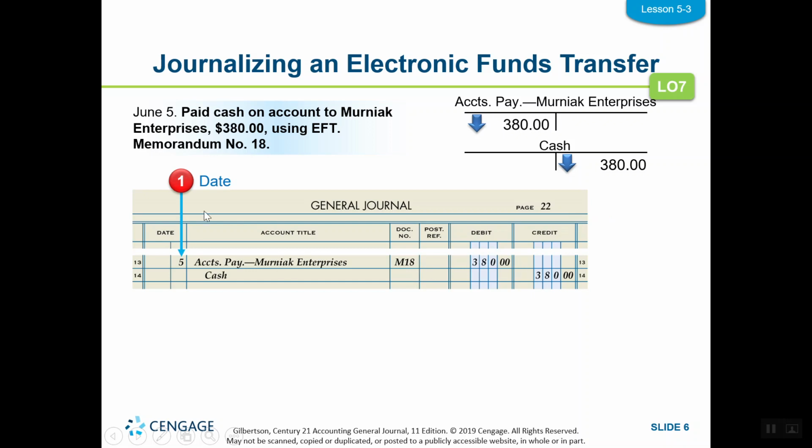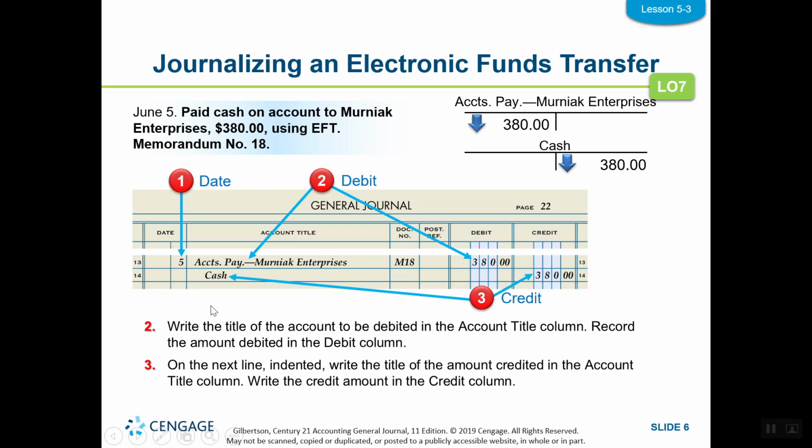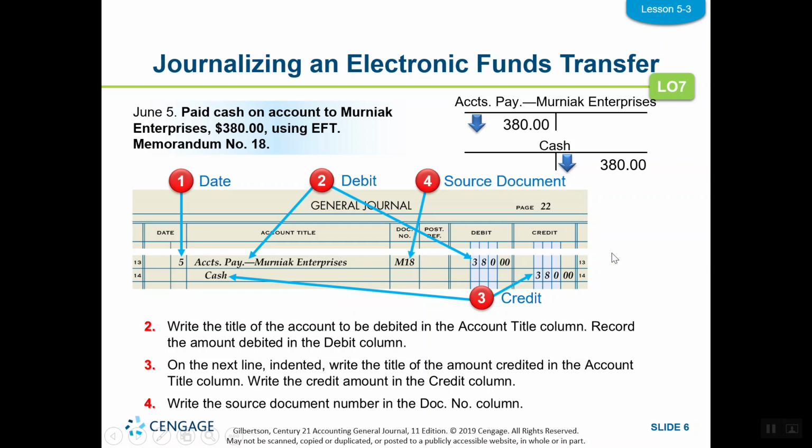So we're going to record the date just like normal. We're going to record the debit transaction. So we've got accounts payable to Murnack Enterprises, a debit of $380. On the next line, we're going to indent and write the credit account, so here cash, and the credit amount of $380. We're going to write the source document in the source document column. Then again, we would post.